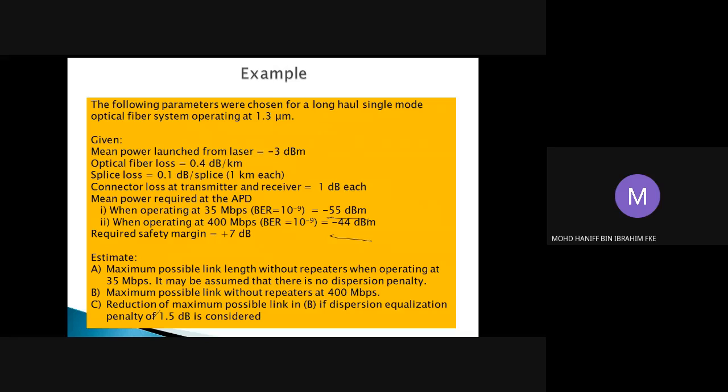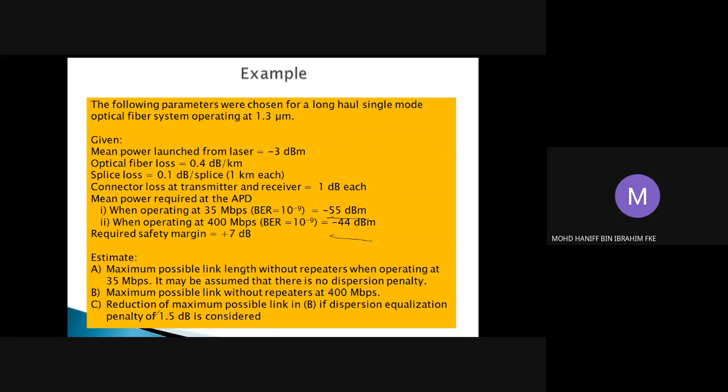Okay, so based on this given information, you need to, number 1, estimate the maximum possible length without repeaters when operating at 35 megabit per second. It may be assumed that there is no dispersion penalty. So we assume there is no dispersion penalty. That should be number 1. Number 2, maximum possible length without repeaters at 400 megabit per second.